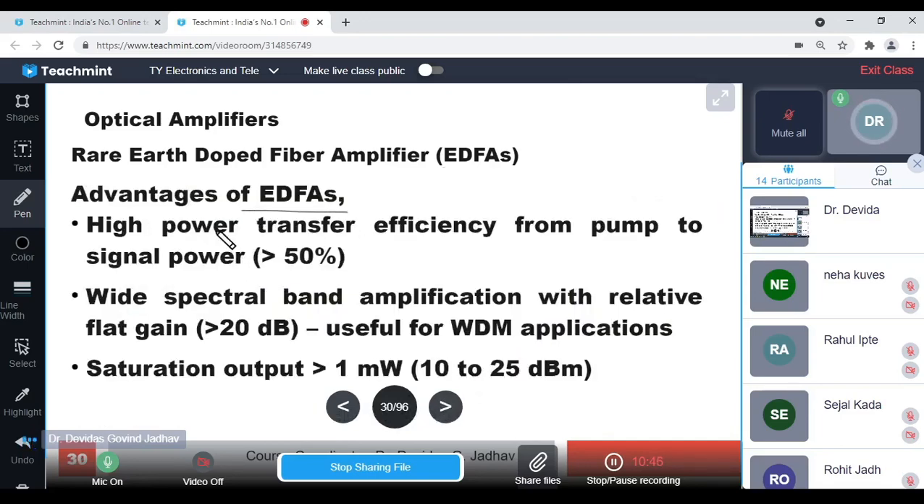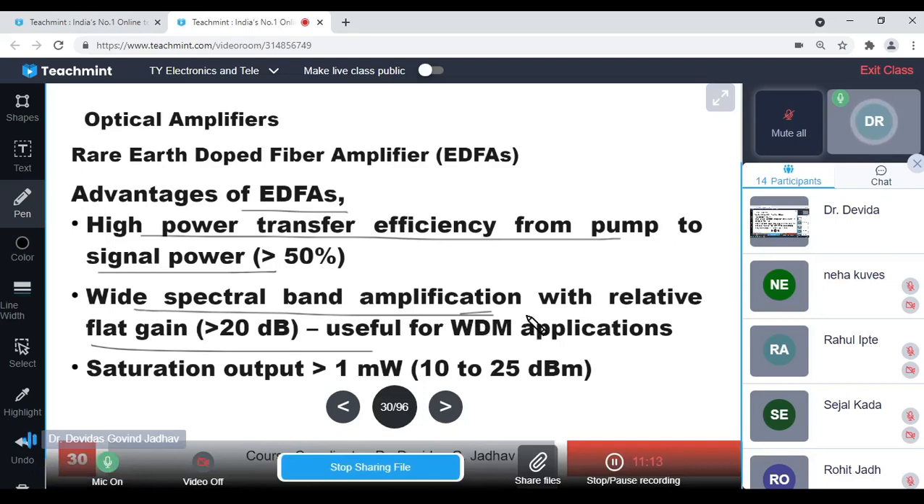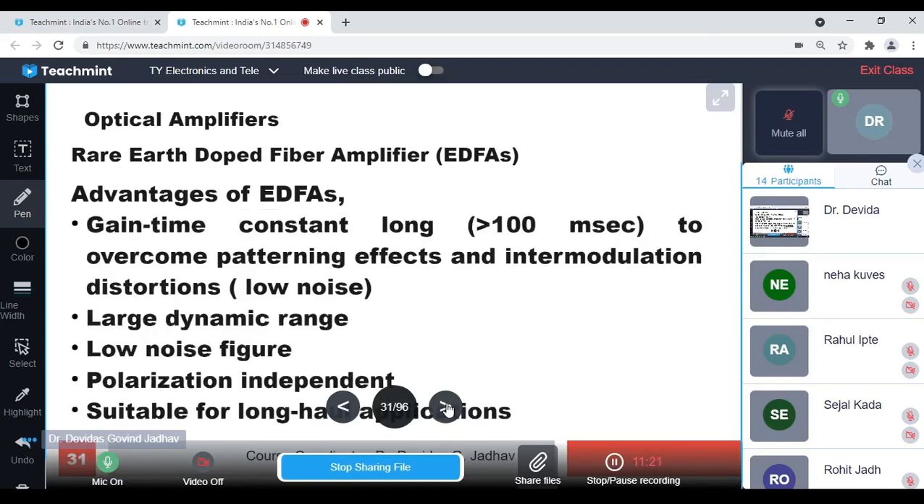So the advantage of EDFA is high power transfer efficiency from the pump to the signal power, that is more than 50%, and wide spectral band amplification with a relatively flat gain of more than 20 dB. So for a very wide bandwidth the gain is sufficiently high, and that too it is very flat, which is not reducing for some part of the band. That's why it is useful for WDM. Saturation output is more than 1 milliwatt, 10 to 25 dBm.